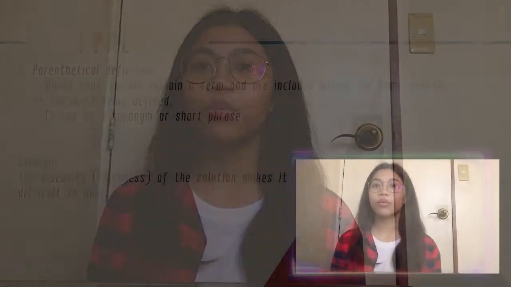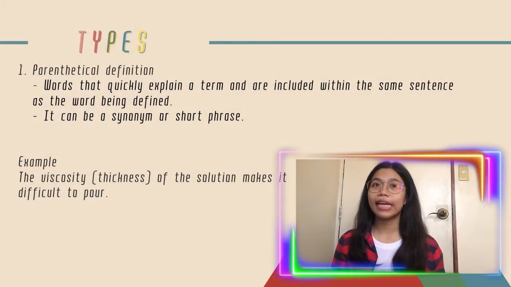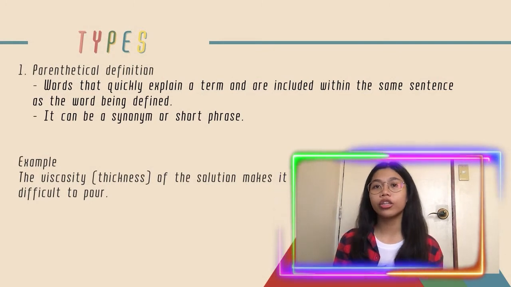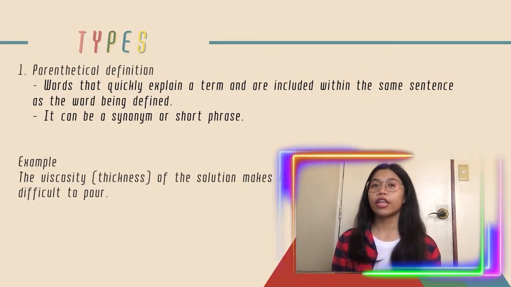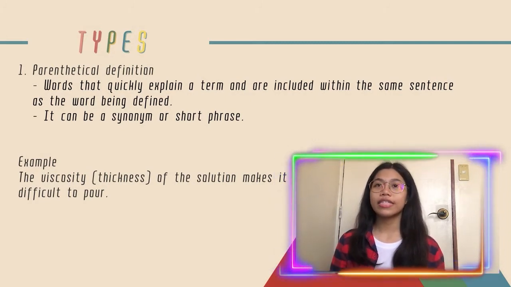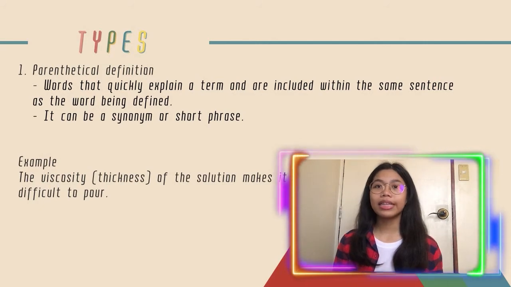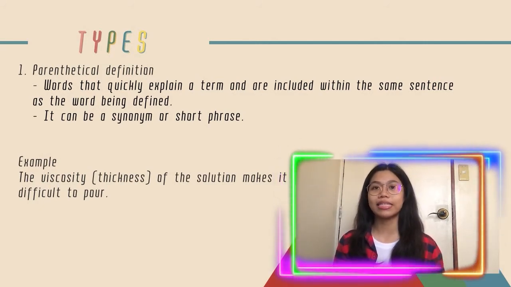Let us now move on to the different types of technical definitions. Firstly, we have the parenthetical definition. These are words that quickly explain a term and are included within the same sentence as the word being defined. It could be a synonym or a brief phrase. For a reader to understand the meaning of a term, the parenthetical definition uses synonyms or phrases in parentheses.